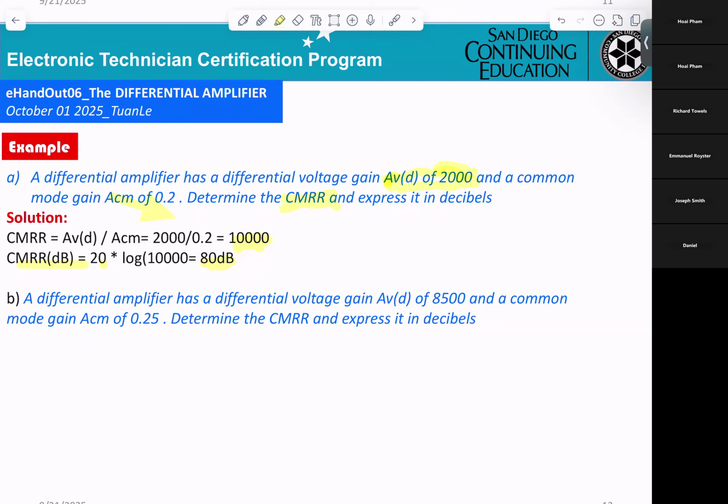Okay? Now, what I want you to do, go ahead and try to do part B. I want to know the answer. Okay? CMRR. 90.629. CMRR. Okay. AVD. And CMRR.